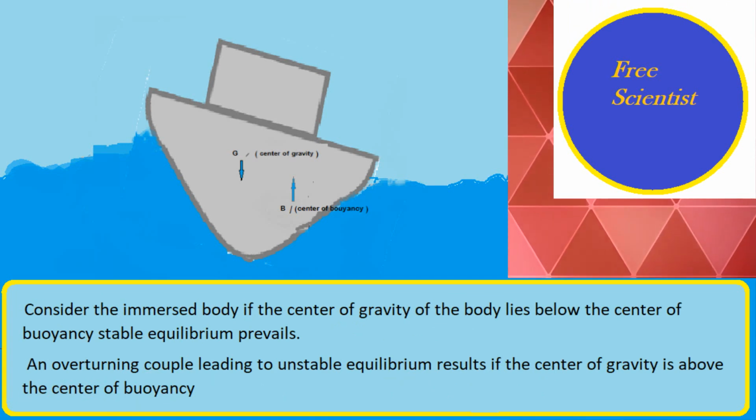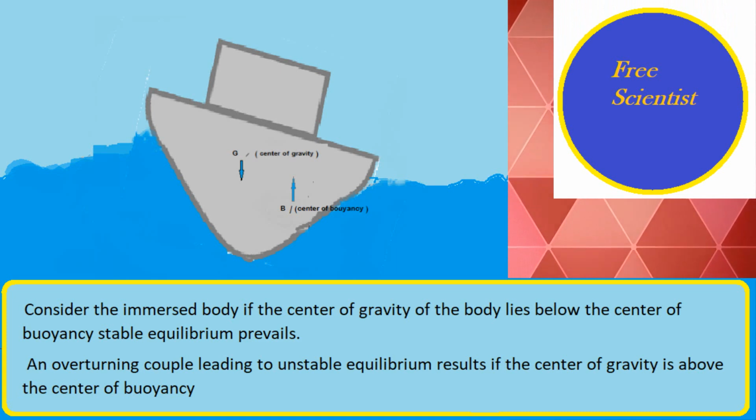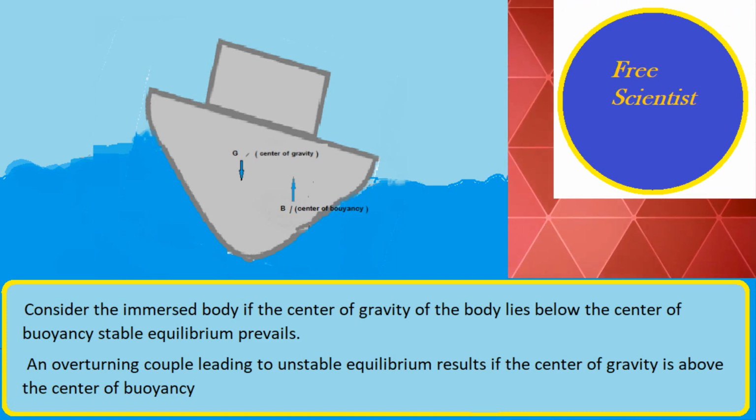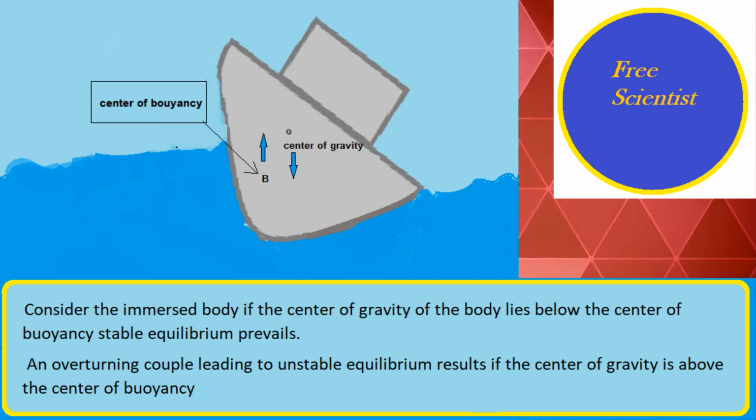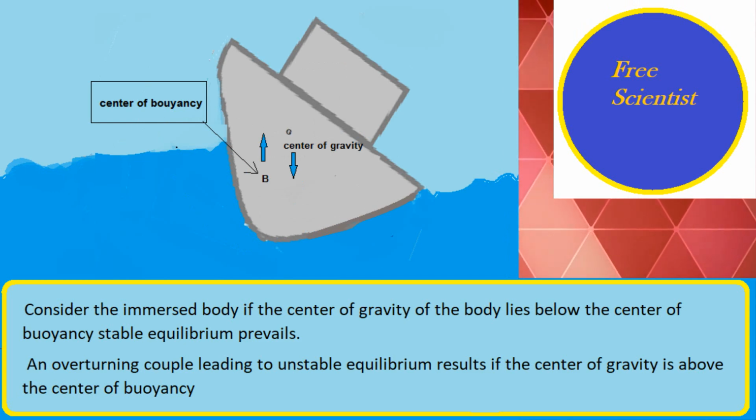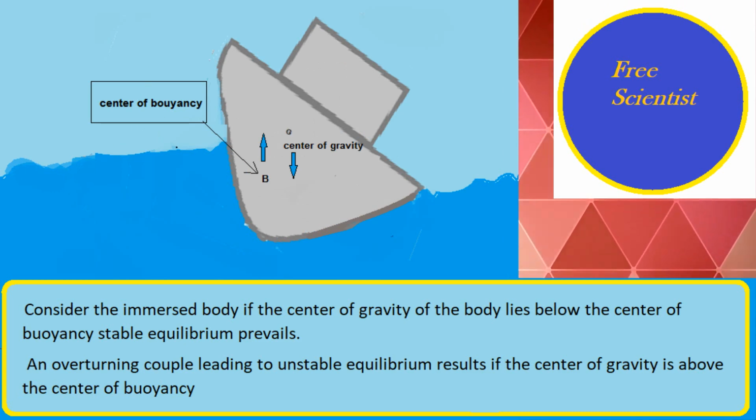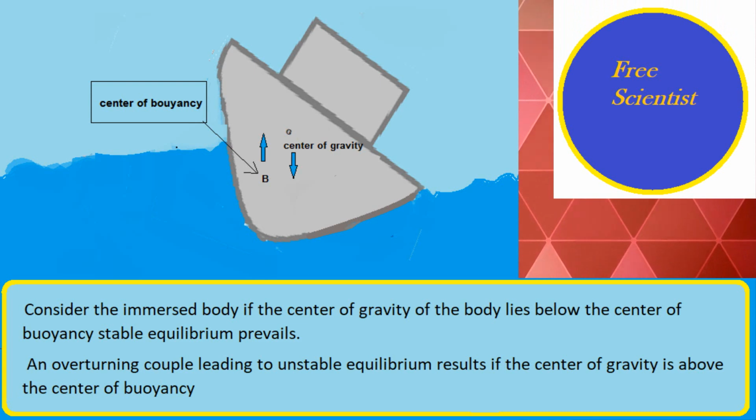If the center of gravity of the body lies below the center of buoyancy, stable equilibrium prevails. An overturning couple leading to unstable equilibrium results if the center of gravity is above the center of buoyancy.